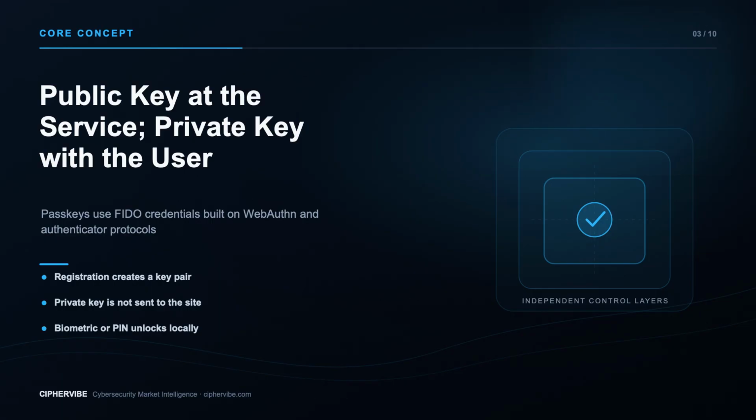Your fingerprint, face, device PIN, or local password is not the passkey. It is the local user verification step that unlocks use of the credential. Biometric information stays on the device. The website receives a cryptographic result, not your fingerprint image. Passkeys use FIDO standards, including WebAuthn between the website and browser or app, with authenticator communication handled by platform components and protocols such as CTAP. The user experience feels simple because the complex key operation happens behind the device unlock prompt.